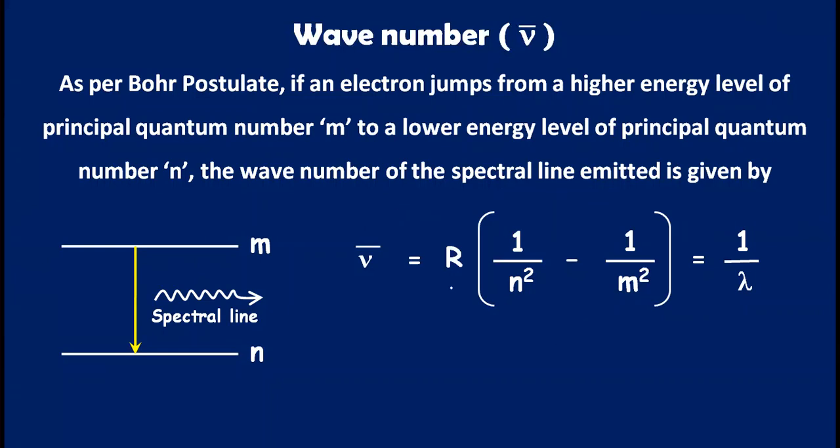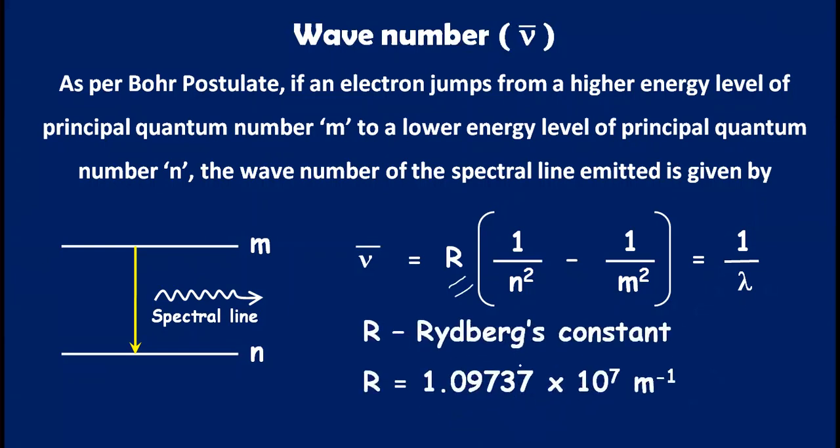So what is this term R in the expression? The term R in the expression is a constant called Rydberg's constant, whose value is 1.09737 into 10 to the power 7 meter to the power minus 1. And if you look at the formula very carefully, n refers to the principal quantum number of the lower energy level and m refers to the principal quantum number of the higher energy level.